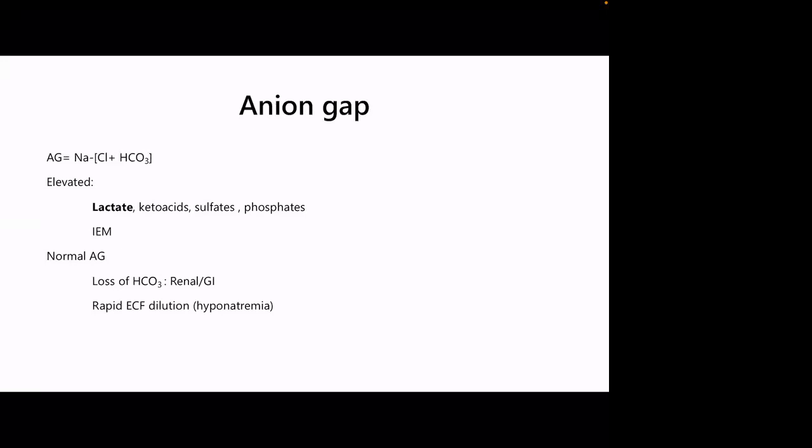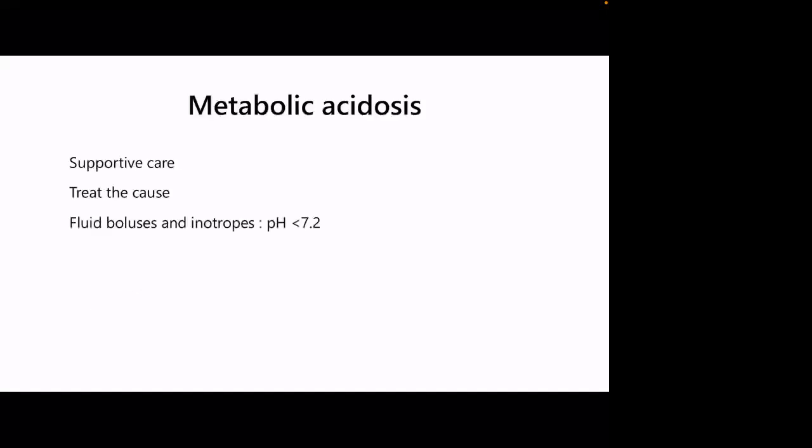And for metabolic acidosis, we can make use of the anion gap to identify the reasons. Usually an elevated anion gap will be there in the case of acids like lactate, keto acids, then sulfates, phosphates, and inborn errors where you can get the organic acids. A normal anion gap metabolic acidosis can happen in bicarbonate losses, direct loss of bicarbonate, and it can happen with renal or GI losses or hyponatremia with ECF dilution.